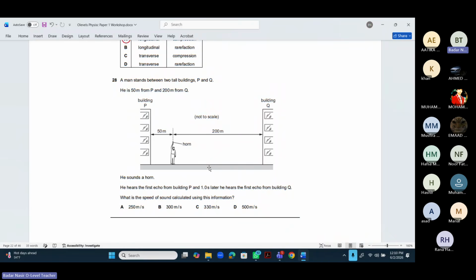He hears the first echo from building P, and 1 second later he hears the first echo from building Q. So what is the speed of sound calculated using this information? Okay, so let's say when he honks the horn from here, the sound will go right and then come back. So we first solve for the right side. Let's assume that the speed of sound is v.